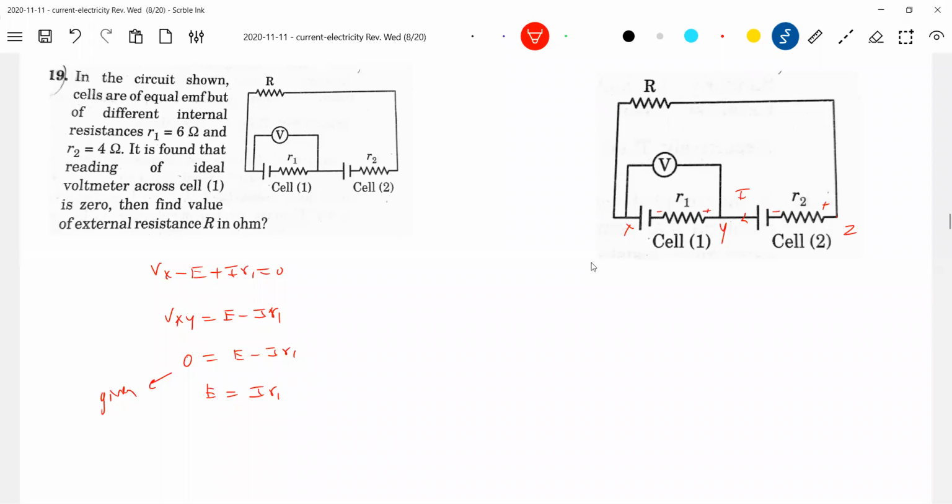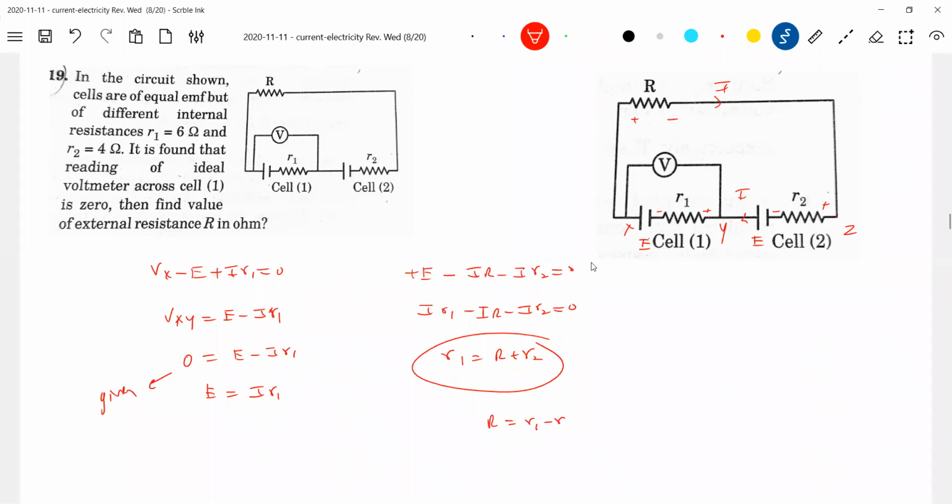Okay, let's write the loop equation. Let me assume the EMFs as E plus E. So here the same current I flows, E minus IR. Writing loop equations, E should be equal to IR1. So R should be equal to R1 minus R2.